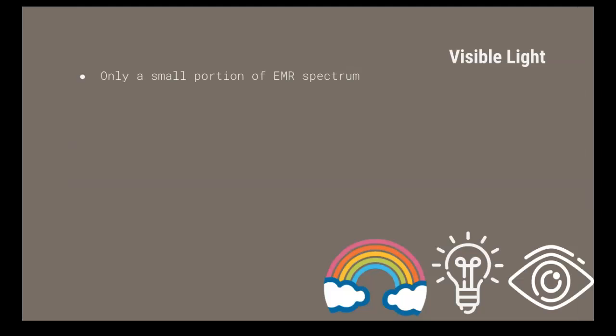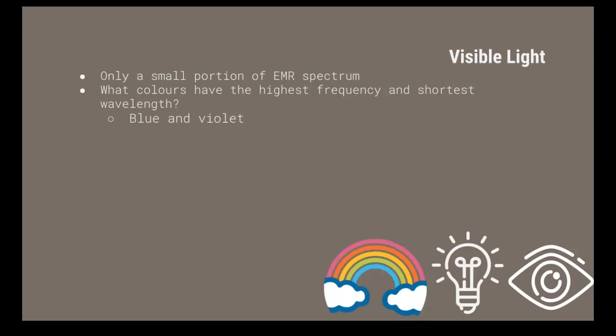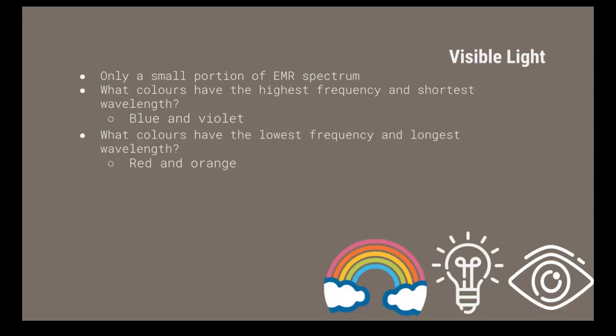So remember that visible light is part of the electromagnetic radiation spectrum. It's right in the middle, but it's only a small portion of it. Remember that there are different frequencies and wavelengths, visible light, as well as other electromagnetic radiation things on the spectrum. So the highest frequency and the shortest wavelength would be things like blue and violet. The other side of the spectrum of visible light would be the lowest frequency and the longest wavelength. So this would be things like red and orange.